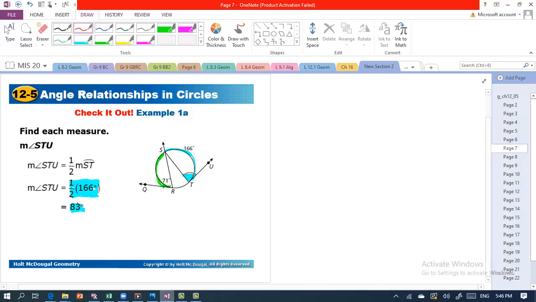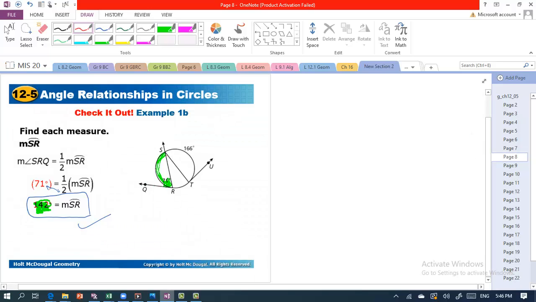Similarly, we can find the arc RS, because now we have the angle QRS, 71 degrees. The intercepted arc is double the angle, or the angle is half the arc. So we write angle SRQ equals half of the measure of arc SR. Cross multiplying, it means double: 2 times 71 is 142, the measure of arc SR. So we can find the arc from the inscribed angle, and vice versa.